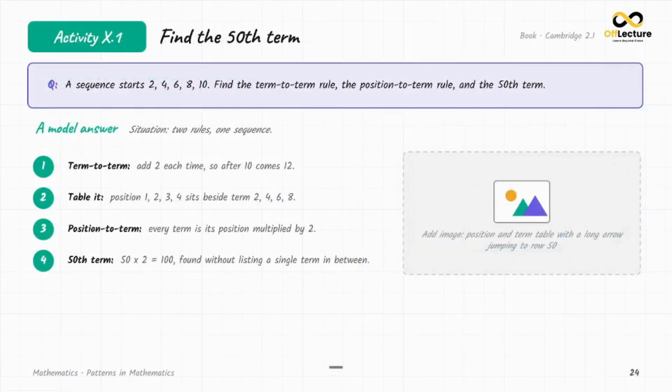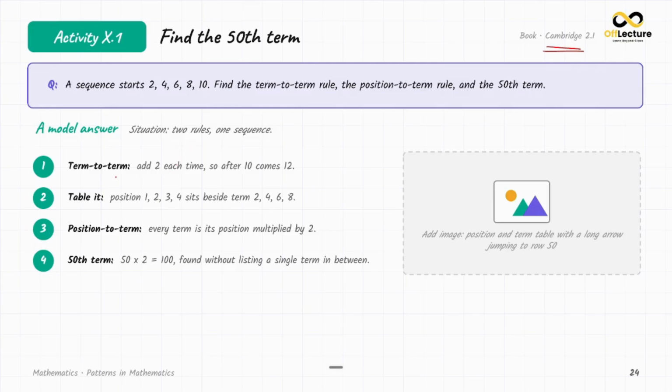Now you can test it. We have a sequence 2, 4, 6, 8, 10. Find the term to term rule, the position to term rule, and the 50th term. This is a question from the Cambridge book, that is the book that is used in international boards and the ICSE boards. So what can be the model answer for it?